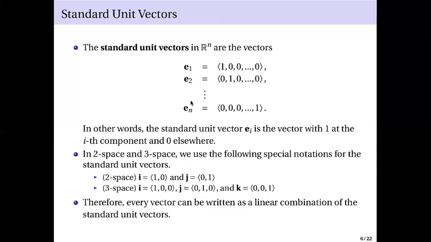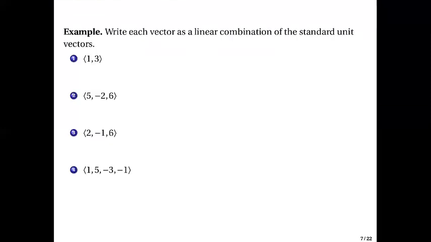If we have these standard unit vectors, then every vector can be written as a linear combination of the standard unit vectors. So remember linear combination? You have several vectors, there are scalar multipliers, and then you add that. So every vector in Rn can be written as a linear combination of the standard unit vectors. So how does that work? For example, we have (1, 3). We want to write this as a linear combination of the standard unit vectors in R2.